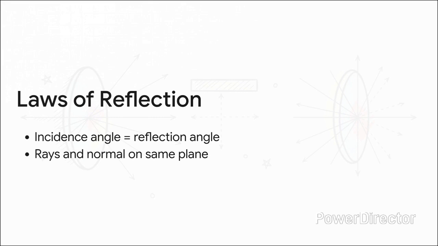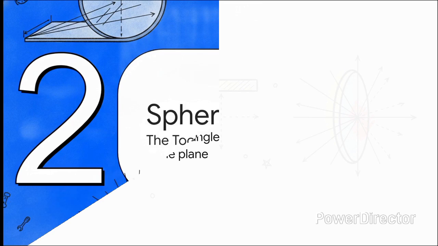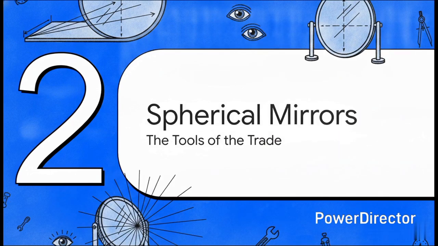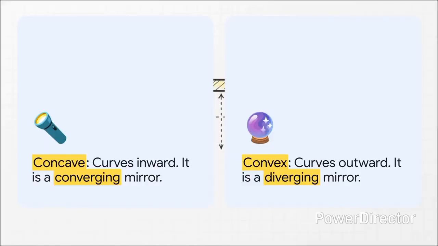So, if the laws of reflection are totally unbending, how on earth do we manipulate them? Well, we do it by bending the surface itself. To Section 2, meet the spherical mirrors. These are basically our tools of the trade. Imagine taking a perfectly shiny hollow sphere and just slicing a piece right off. That curved piece, that's a spherical mirror.